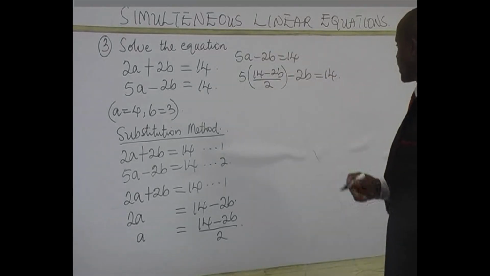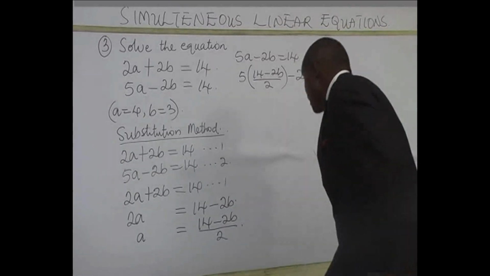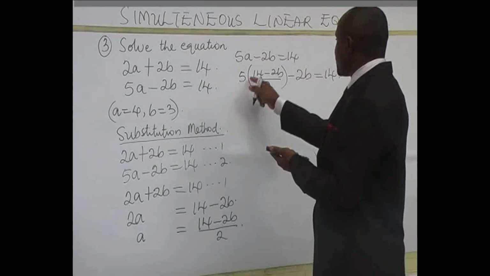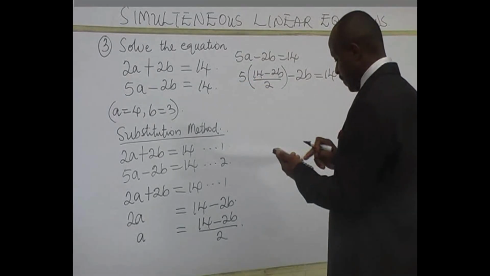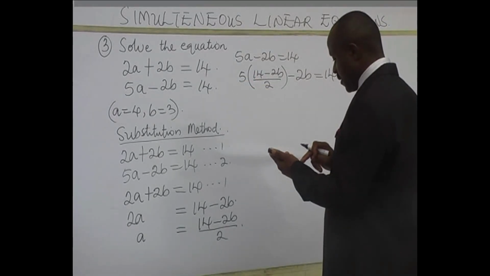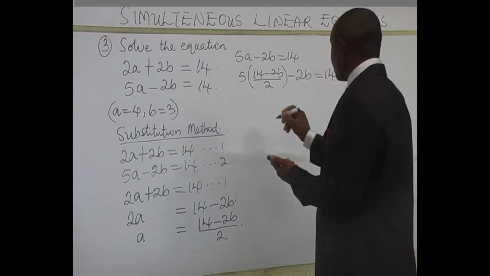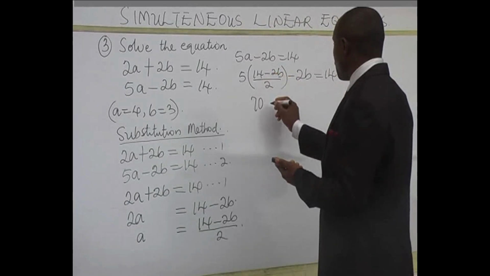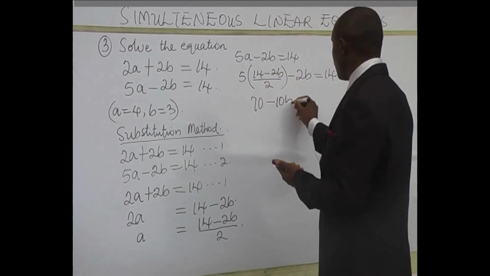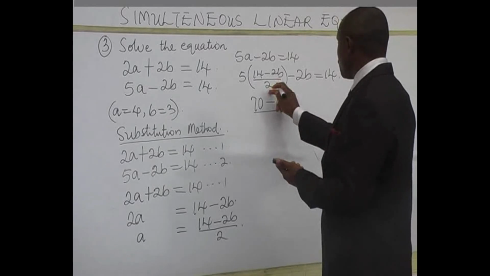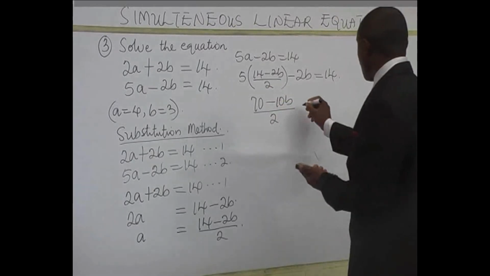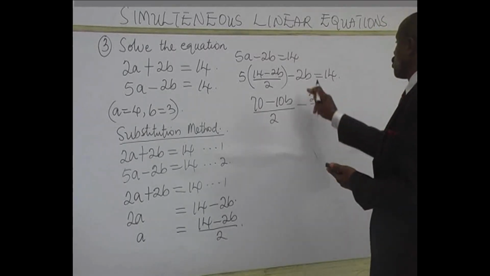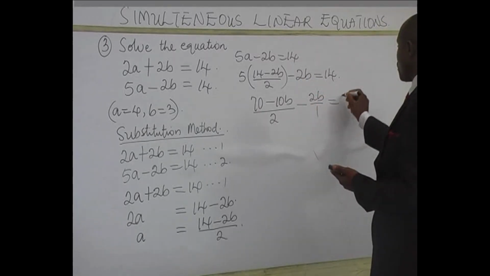Now remove the bracket. What this means is 5 times 14. 5 times 14 is 70. So we have 70. 5 times minus 2b will give you minus 10b all over 2. Minus 2b, I wrote 2b in fraction form as 2b all over 1, is equal to 14.